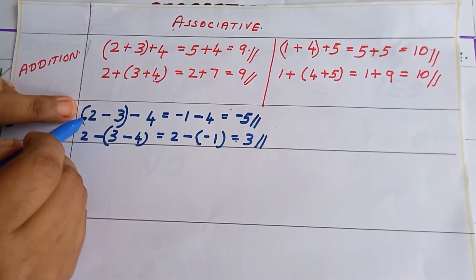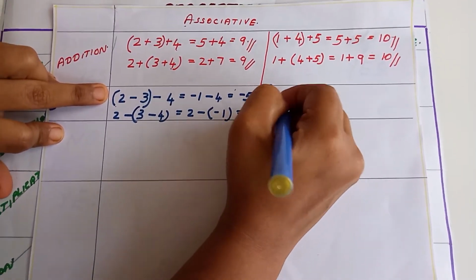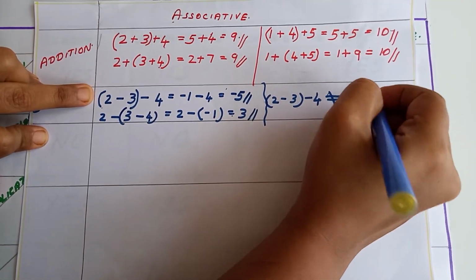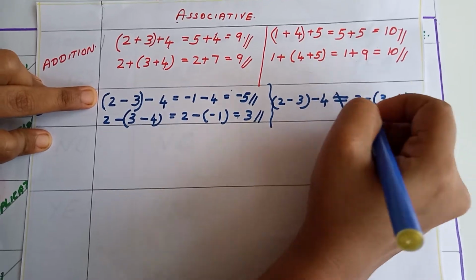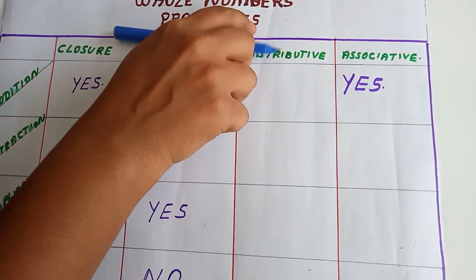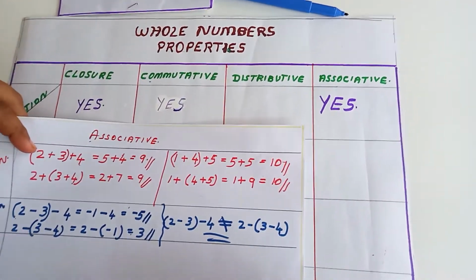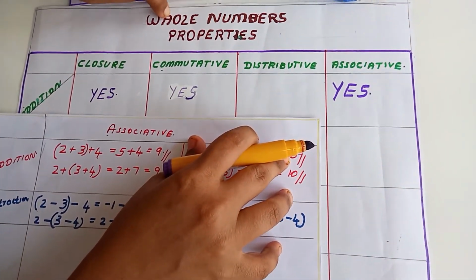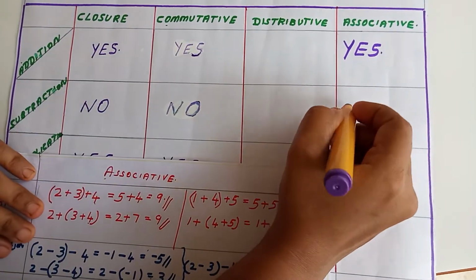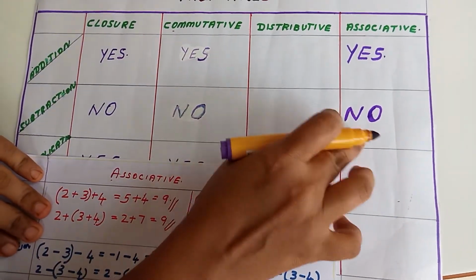That means (2 minus 3) minus 4 is not equal to 2 minus (3 minus 4). From this we can conclude that these two are not equal. That means the whole number set does not satisfy the associative property under subtraction. So here I am going to write no. It is not satisfying, that means no.